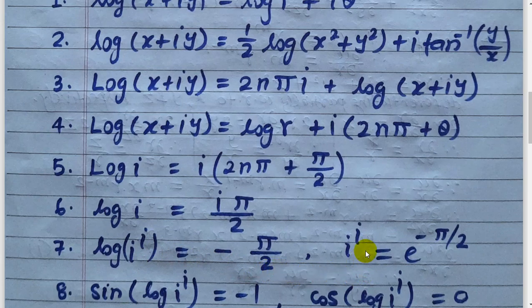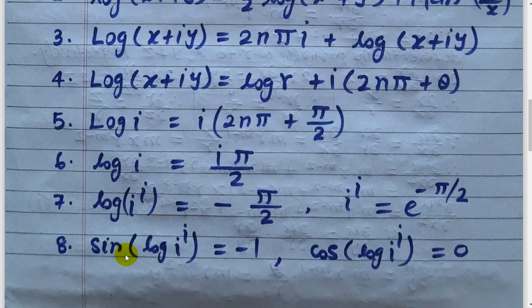Since I raised to I equals e raised to minus pi upon 2. Or you can say here I log I equals minus pi upon 2, where I raised to I equals e raised to minus pi upon 2.